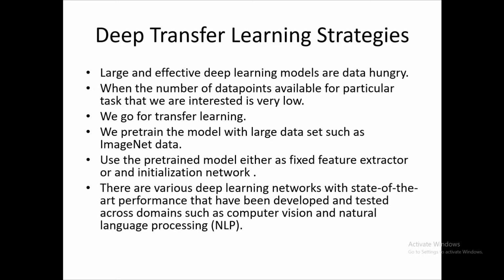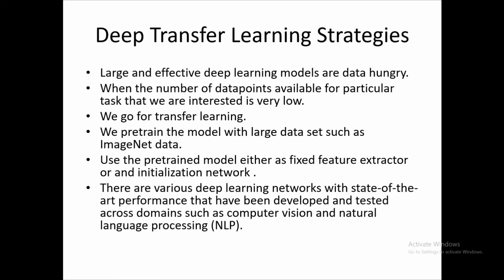However, when the number of data points available for the particular task that we are interested in is very low, for instance, we are trying to determine the species of bats but we don't have enough data, or we are trying to diagnose chest X-rays and the image data set available is not enough to train the deep learning model. In such a scenario, we go for transfer learning.